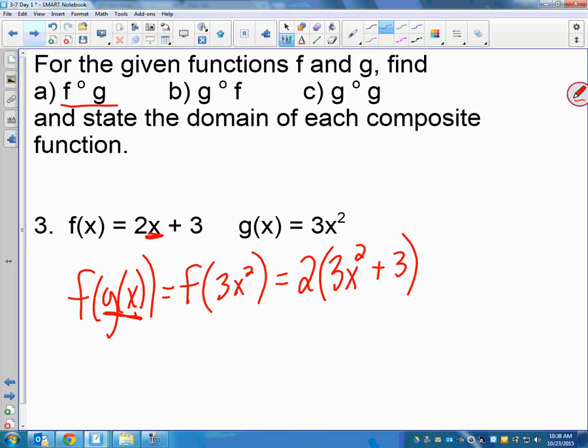And then I just simplify. So I am not multiplying these functions together. I'm taking one function and putting it into the other function wherever there's an x. So I would get 6x squared plus 3. I'm not solving anything. It doesn't equal anything. I just get a new function.